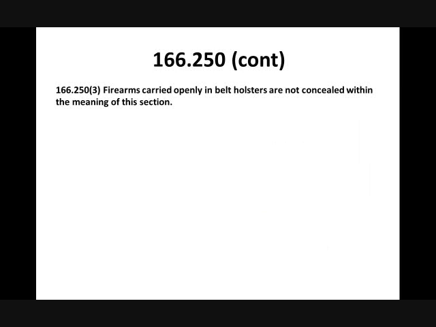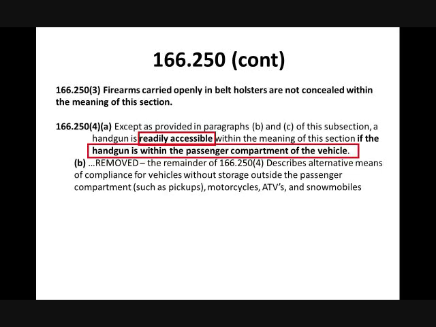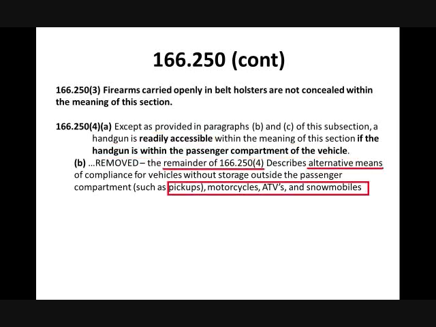So, firearms carried openly in belt holsters, however, are not concealed within the meaning of 166.250, and that's in 166.250 subsection 3. And in subsection 4, except as provided in paragraphs B and C of this subsection, a handgun is readily accessible within the meaning of this section if the handgun is within the passenger compartment of the vehicle. That's all it takes. So if you don't have a CHL, which we'll get to in a minute, you need to not have it in the passenger compartment of the vehicle, or it's considered to be readily accessible. That's if it's concealed. And then there's the remainder of 166.250, which describes alternative means.